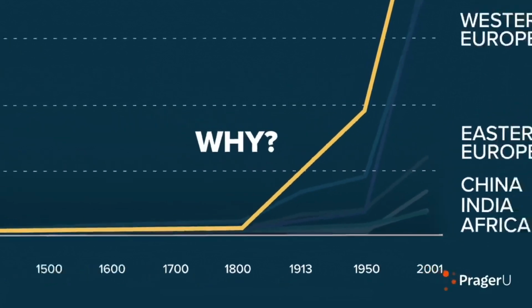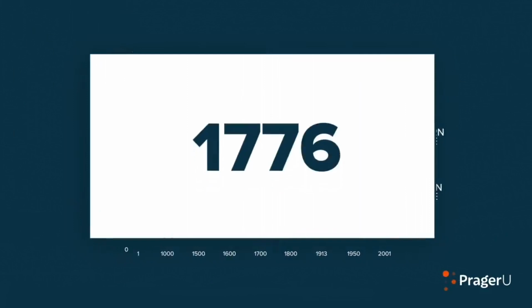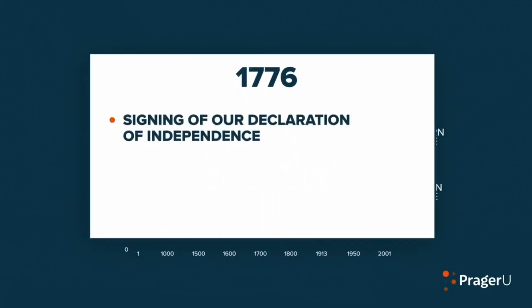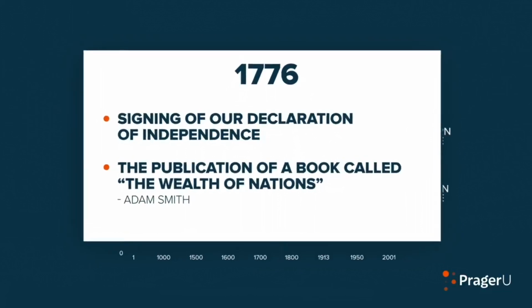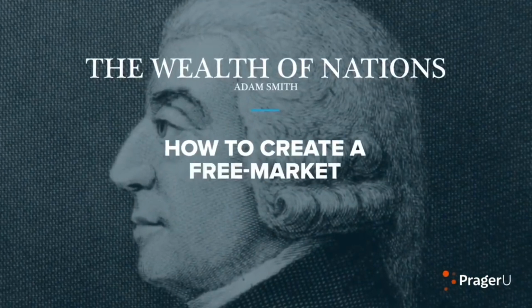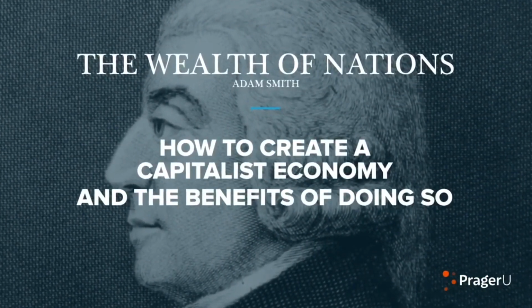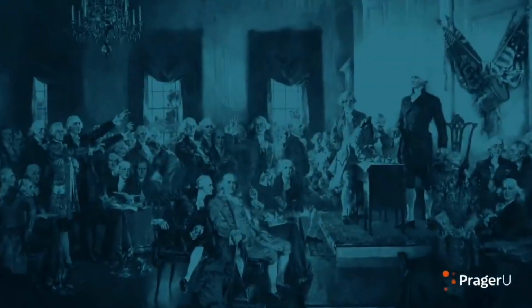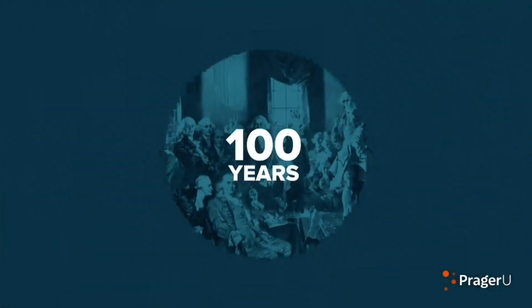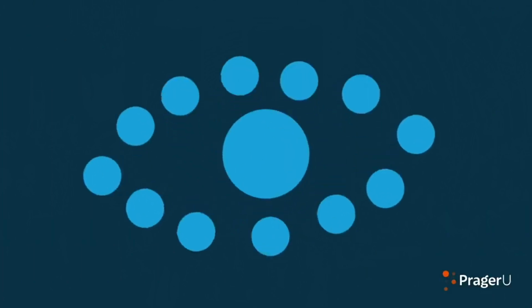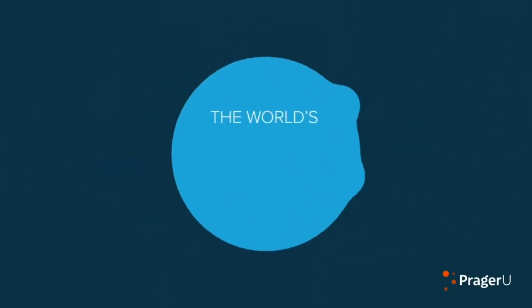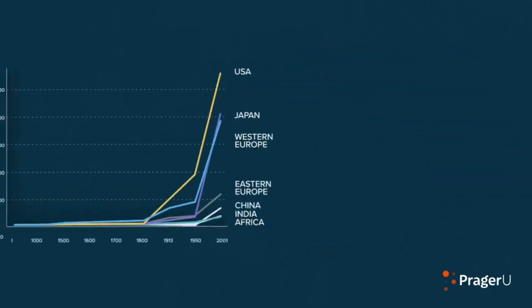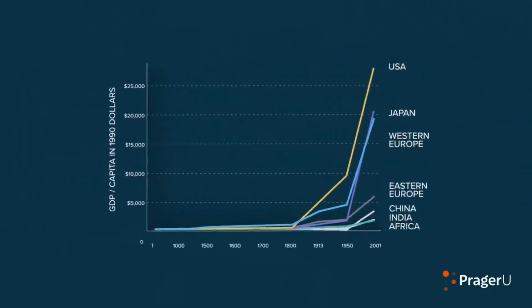Why? Well, in a very fortuitous coincidence, the year 1776 witnessed both the signing of our Declaration of Independence and the publication of a book called The Wealth of Nations by the Scottish economist and philosopher Adam Smith. In his book, Smith explained how to create a modern free market capitalist economy and the benefits of doing so. America's wise founders took Smith's principles to heart, and within a mere 100 years, the blink of an eye historically, capitalism turned the United States from 13 backwoods colonies into the world's largest economy, and it's held that position ever since.